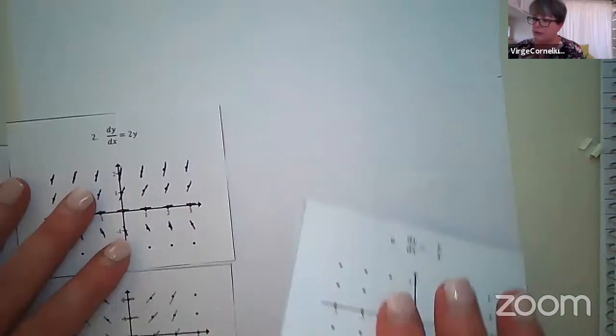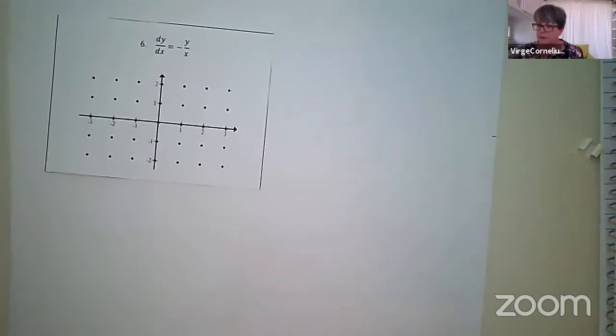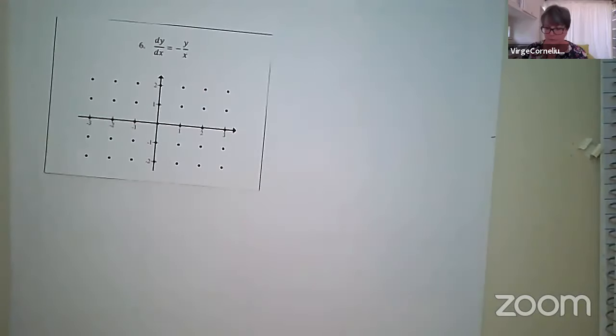which is number 6, and it's another one that has 2 variables in the differential equation, the y and the x. So it's dy/dx equals negative y divided by x.